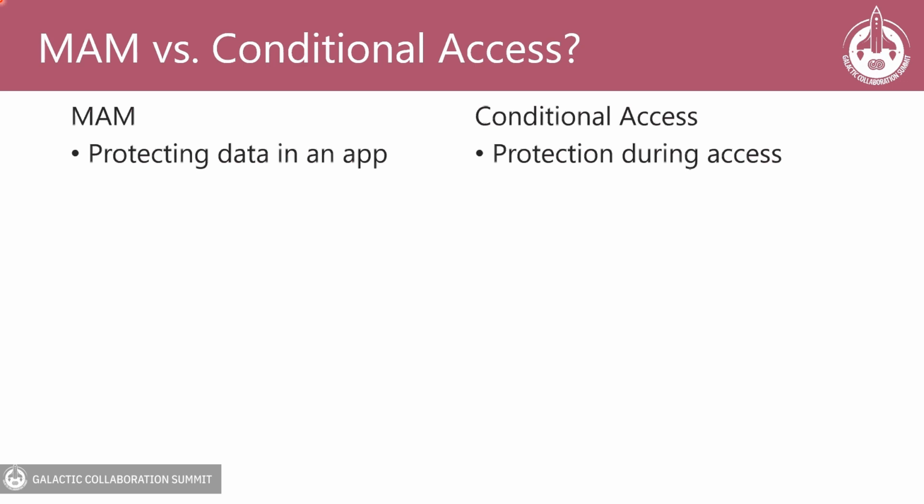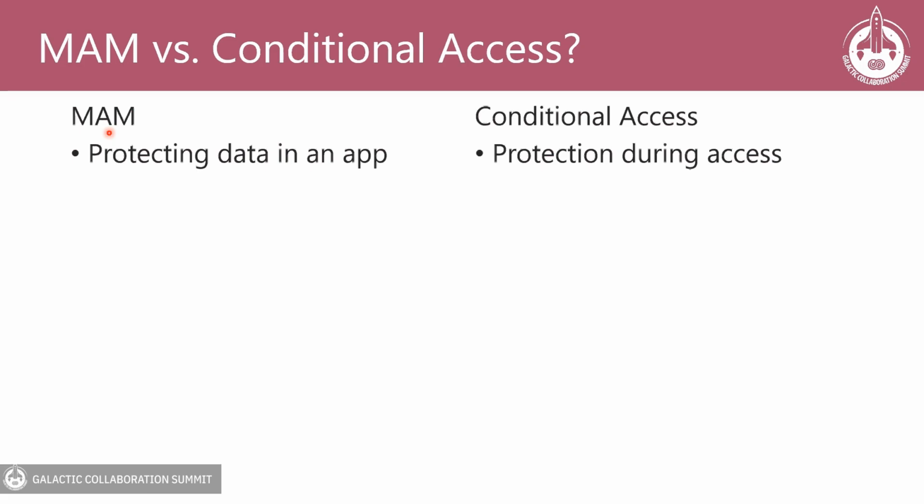Mobile application management is protecting data in an application. Conditional access is protecting the access. So this is what I said at the beginning of the session. It definitely makes sense to start with the scenarios and not with the features, because in the scenarios you get an idea of what is interesting or what is relevant for your customer. Is it the access, or is it what a user can do after he gets the access? If it is about what he can do after he gets the access, then you are in the application management area, which is done with Intune MAM policies.